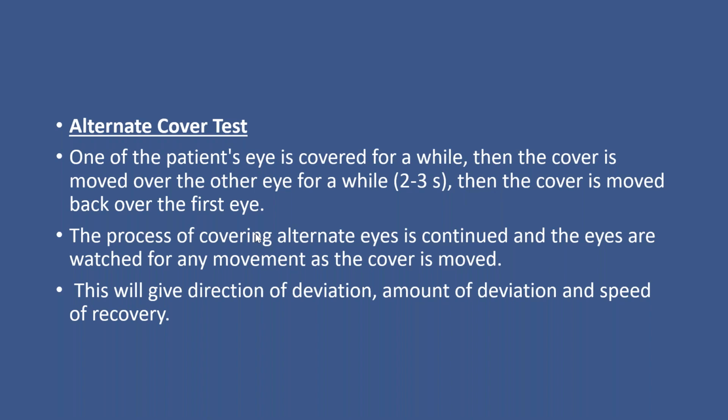Okay, so alternate cover test. In this test, one of the patient's eyes is covered for a while. Earlier we were only covering one particular eye and then uncovering, and then eventually going to the other eye, covering it and then uncovering. But in an alternate cover test, we keep covering one eye after the other: cover the eye for 2 to 3 seconds, then move to the other eye and cover that eye for 2 to 3 seconds, and move back to the first eye. That's how you do an alternate cover test.